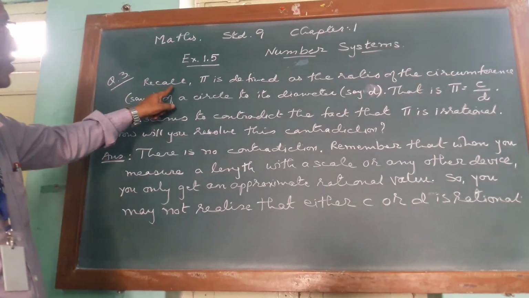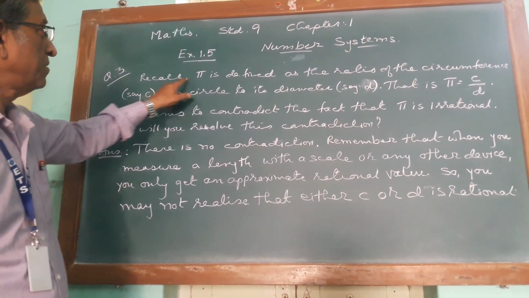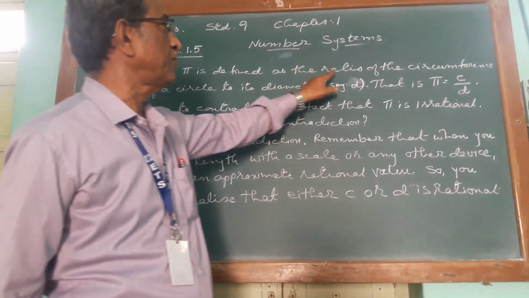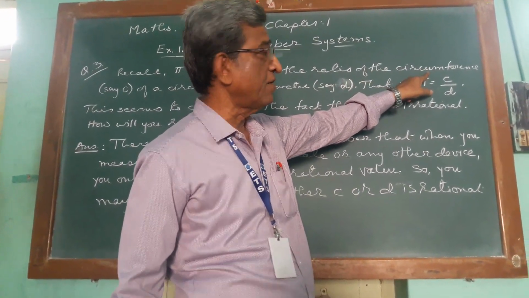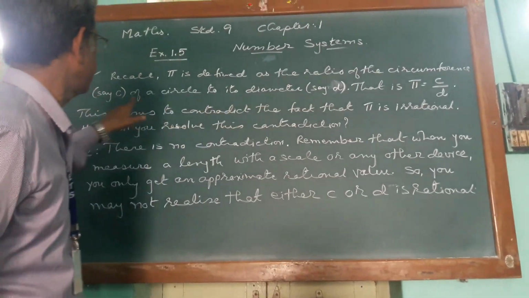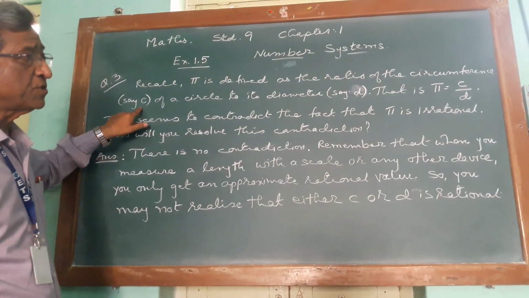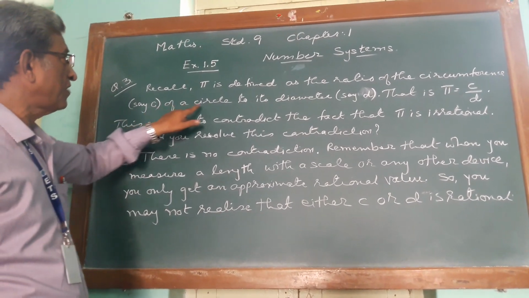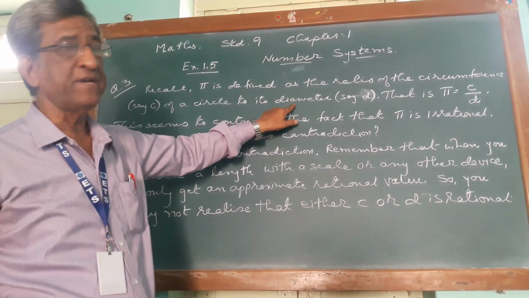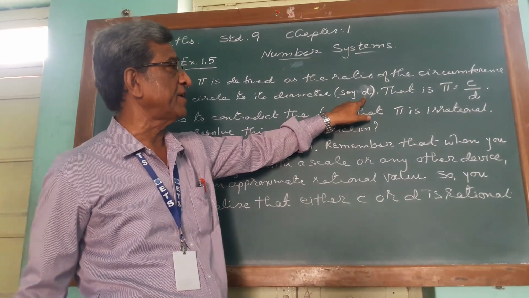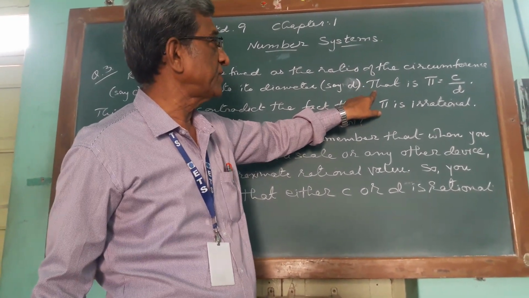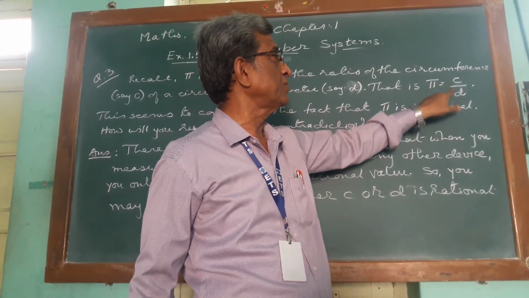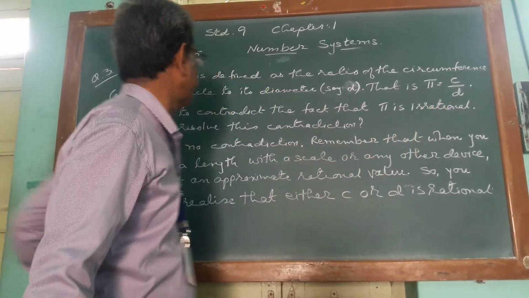9.3. Recall, pi is defined as the ratio of the circumference of the circle, which we suppose is C, to its diameter, which is represented by D. So symbolically we can say that pi is equal to C upon D.